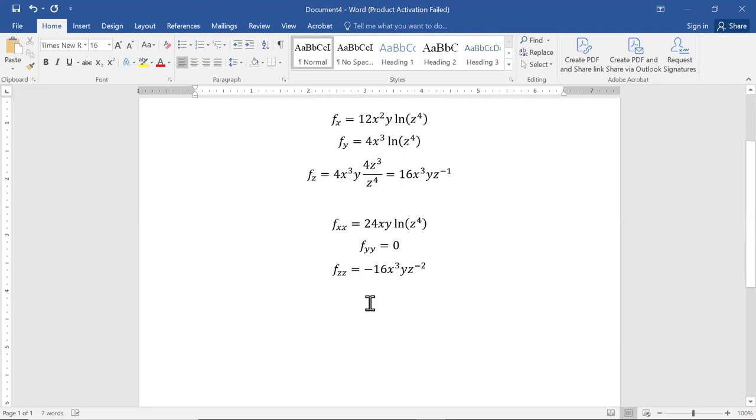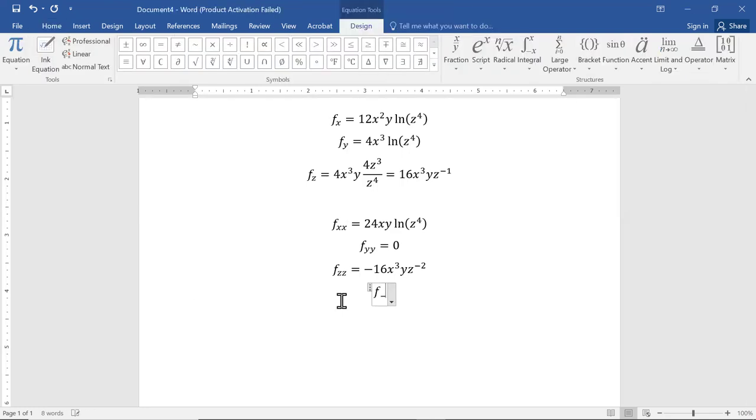All right, now let's do the mixed. Let's go f sub xy first. So I take a derivative with respect to x, then take a derivative of that thing with respect to y. That's going to give me 12x squared times natural log of z to the fourth.